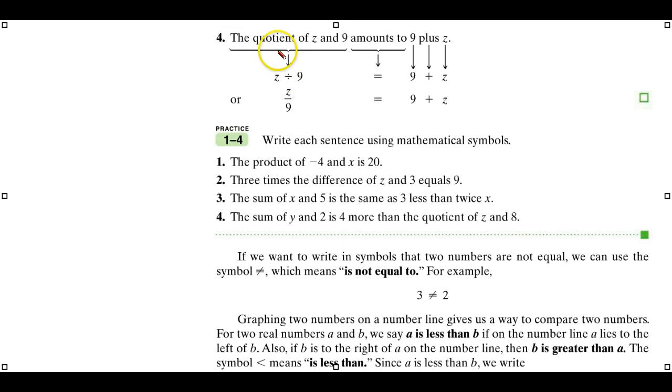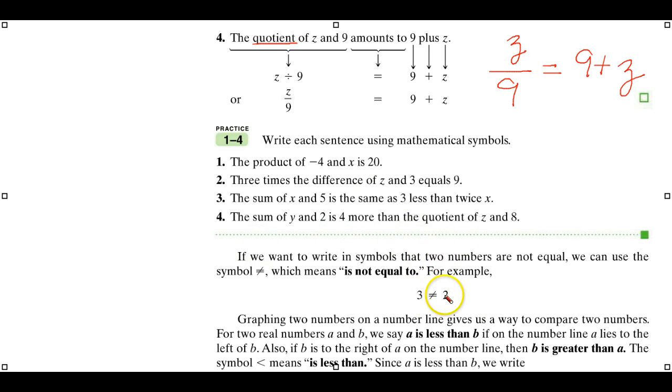This is another very common one, but again you have to know what the word quotient means. It means a fraction, a ratio, that this is divided by this when they say quotient. So we usually write it z, that's the first item, over the 9, amounts to 9 plus z. And you'll have practice on it, and there are some more.